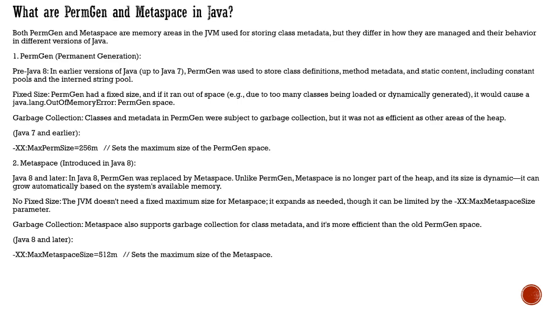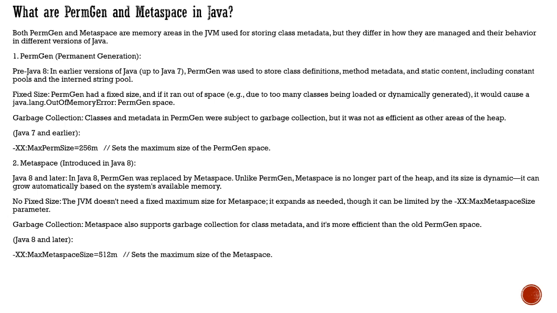But yeah. Now, what is PermGen and Metaspace? Both are memory areas in the JVM which are used to store certain class metadata, although they are managed differently and their behavior is quite different. PermGen is called the permanent generation. Prior to Java 8, which is Java 7 and earlier, it used to store the class definitions, metadata, static content, including the constant pools, and in turn the string pool.